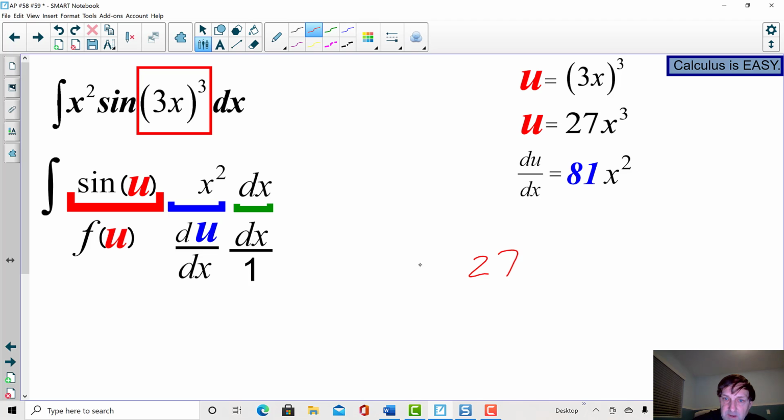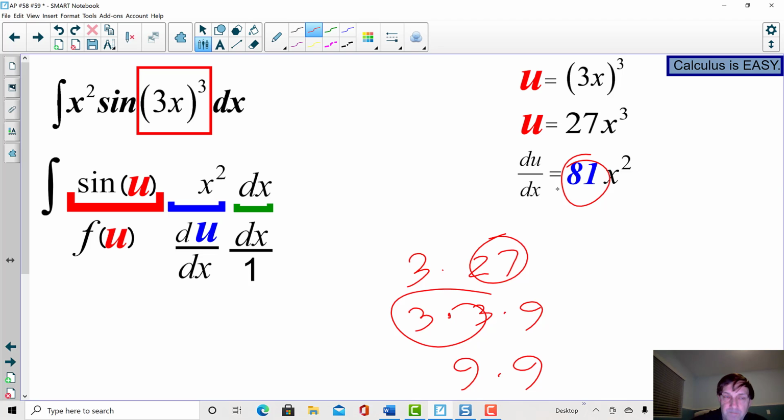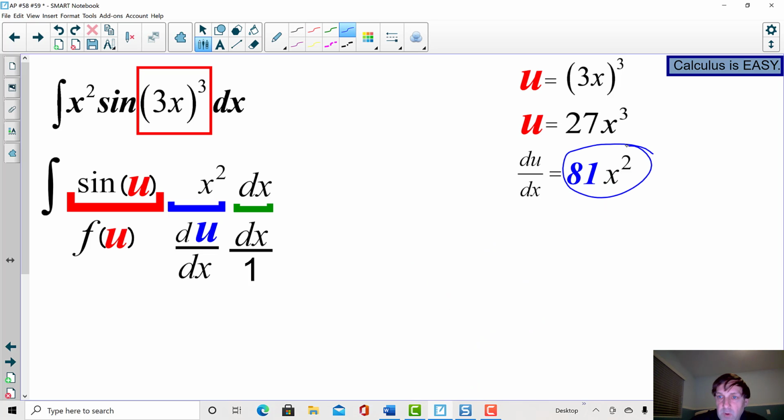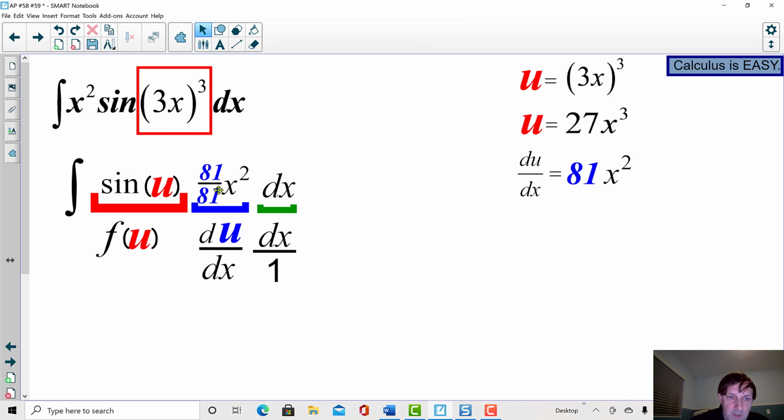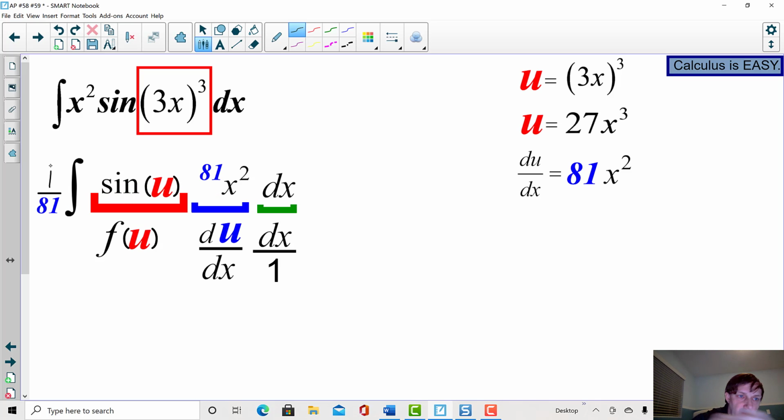Remember, 27 times 3 is the same thing as 3 times, and 27 is 3 times 9. So you have 9 times 9, and that's where I'm getting the 81 from. So since our u prime is 81x squared, we want an 81x squared sitting right here. We can plug in the u for all this stuff, and we can move the x squared over right next to the dx. But we still need an 81 in front of the x squared. So I'm going to have to put 81 over 81, and I don't need this 81 on the bottom here, so I'm going to move it out to the front. It's going to be a 1 over 81 in the front.